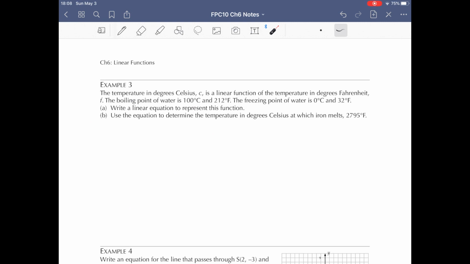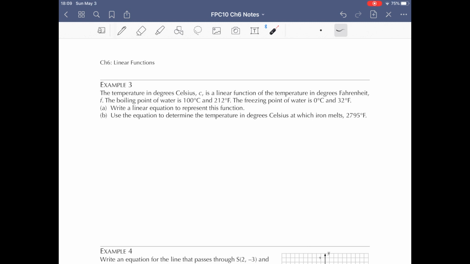Example 3. The temperature in degrees Celsius is a linear function of the temperature in degrees Fahrenheit, F. The boiling point of water is 100 degrees Celsius and 212 degrees Fahrenheit. The freezing point of water is 0 degrees Celsius and 32 degrees Fahrenheit. Write a linear equation to represent this function. Use this equation to determine the temperature in degrees Celsius at which iron melts, 2795 Fahrenheit.